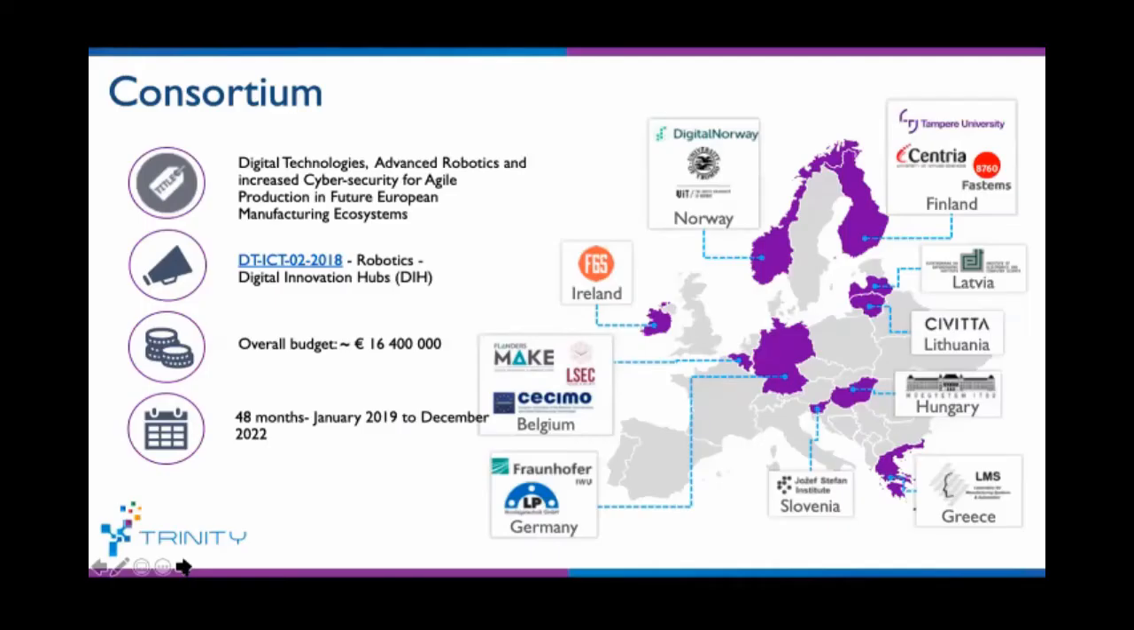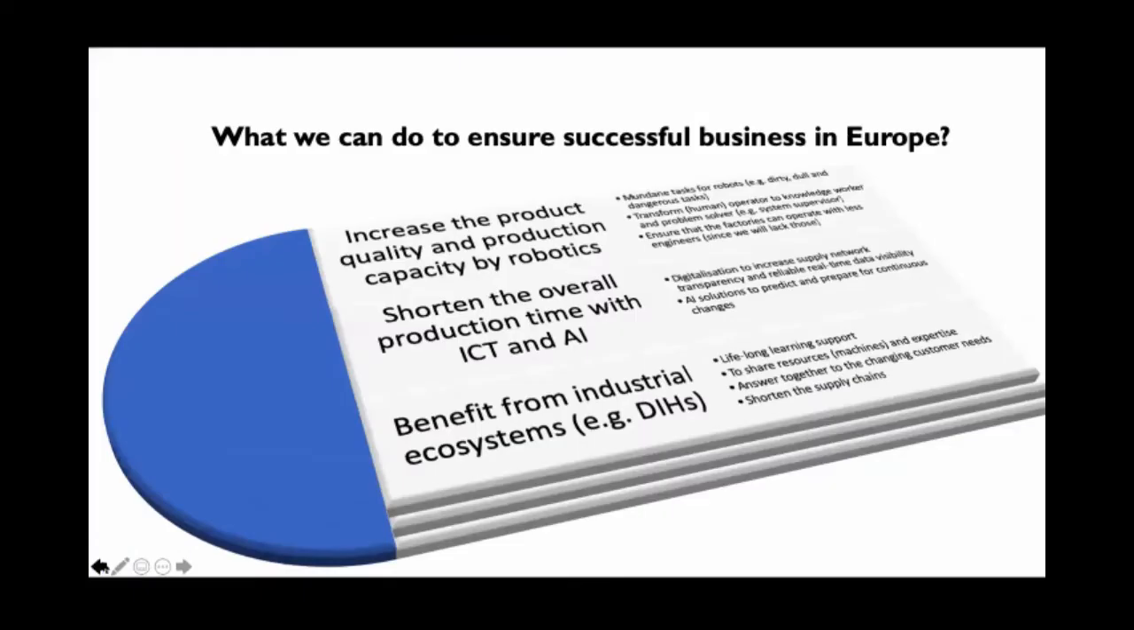We can of course, please go back, we can of course use robotics to mitigate the gap, but what is more important is how we are going to collaborate among the networks so that we can have the benefits from the industrial ecosystems. We can learn from each other. We can actually start sharing resources, perhaps machines, and also expertise in future.